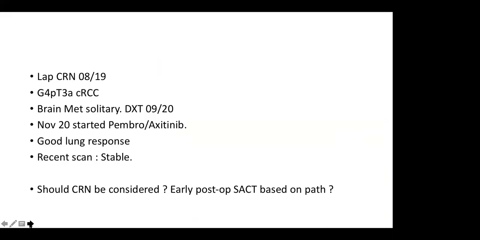So we were here. This is a case where I still wouldn't say that cytoreductive nephrectomy was a wrong call. All I could say is, should we have considered early post-op systemic treatment based on PAP, or should we have continued his surveillance and dealt with metastases as they occurred? These are some of the answers which remain slightly unanswered to most of us as well.